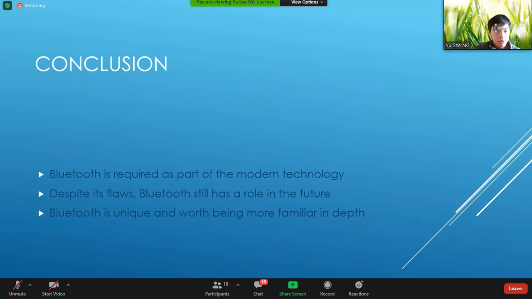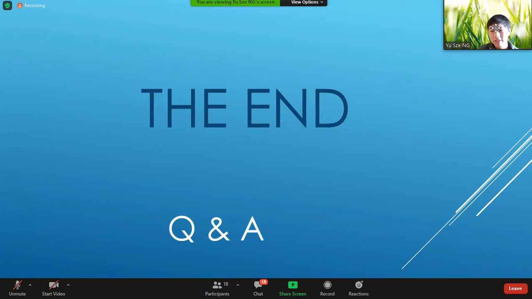So we have come to a conclusion. Bluetooth is required as part of modern technology, and it has importance in future technological development. Even though it has its faults, we still have to rely on it. But understanding Bluetooth functions in depth, to recognize how our lives are so much easier because of it, we have to understand that it's unique and worth being more familiar with. So this is the end of my presentation. Thank you. Thank you so much.